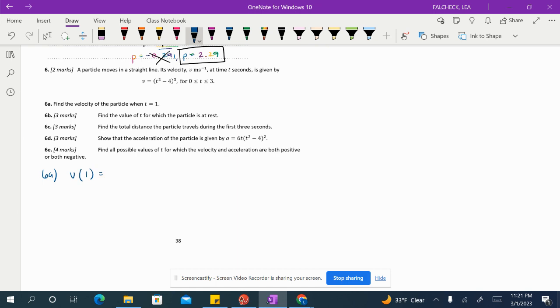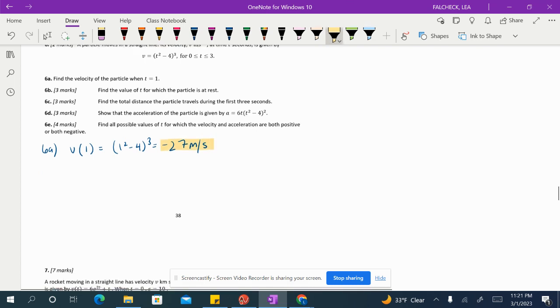v of 1. And that's going to give us (1 squared minus 4) cubed. That'll just be negative 27 meters per second. All right, let's check out 6b.